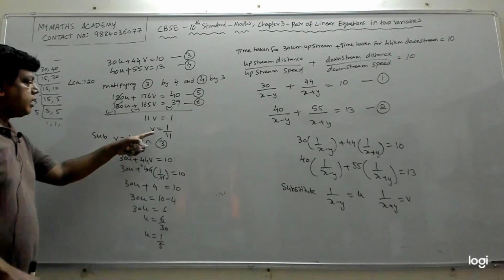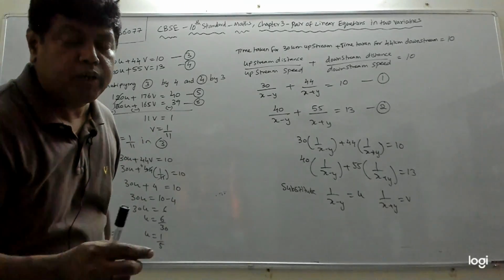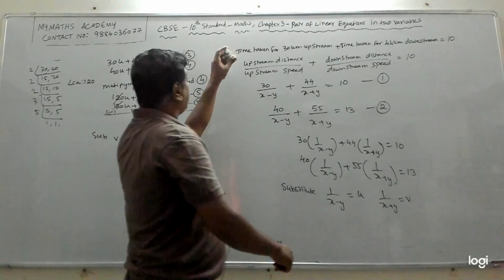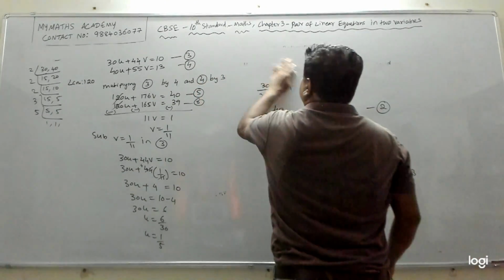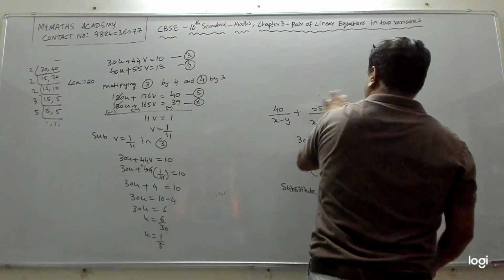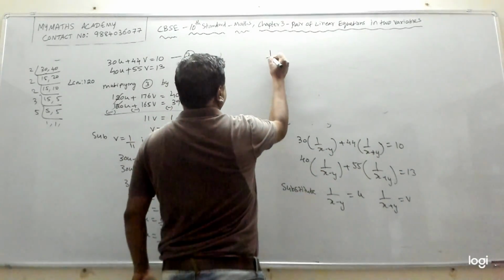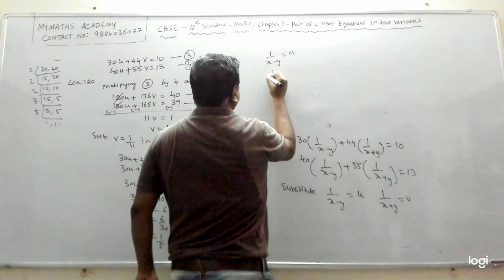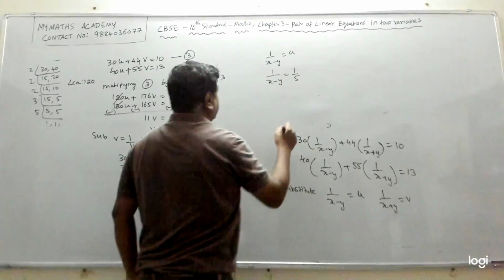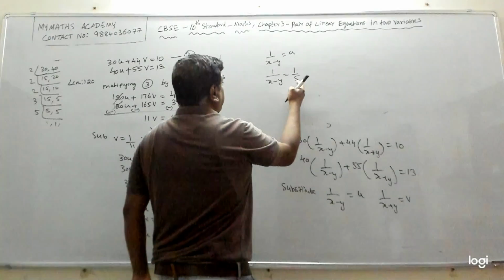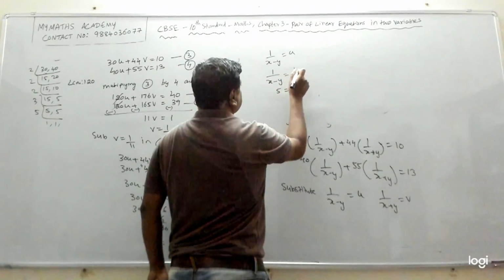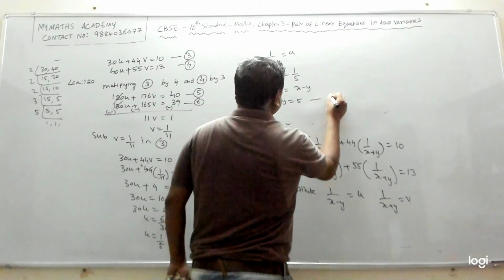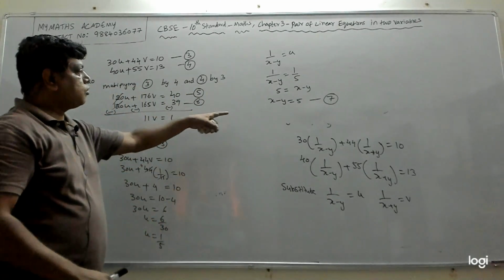Now we have got v as 1 by 11 and u as 1 by 5. Now we need to go back and substitute here for u and v and find the value of x and y. Now let's take this. What is 1 by x plus y? It is u. But what is the value of u? 1 by 5. So 1 by x plus y will become 1 by 5. Now cross multiply. 5 into 1 is 5 equal to x plus y. So I can write it as x plus y equal to 5. Call this equation 7.